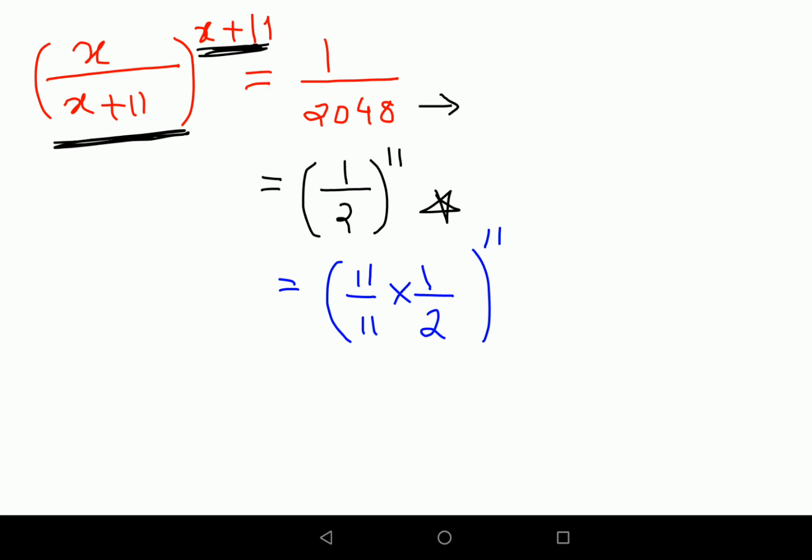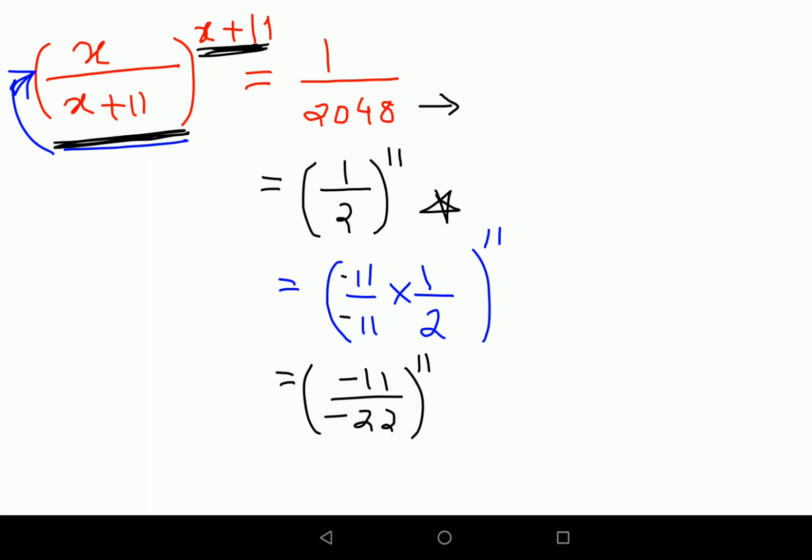Why am I doing this? Because I need to make sure that somewhere down the line this entire fraction comes into the picture. So now, instead of just multiplying by 11, I'll multiply by what? Negative 11. So what you get here is negative 11 upon negative 22, and this is still raised to 11.